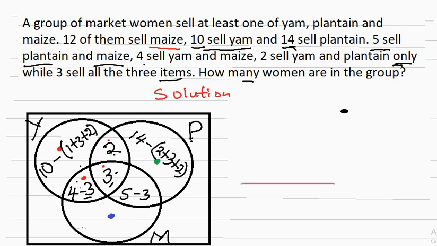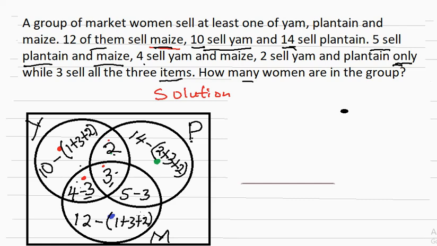I'll do the same for maize. We are told that 12 of them sell maize. So I'm going to have 12 minus, of course, 4 minus 3, that's 1, plus 3, plus 2. So my Venn diagram is complete.